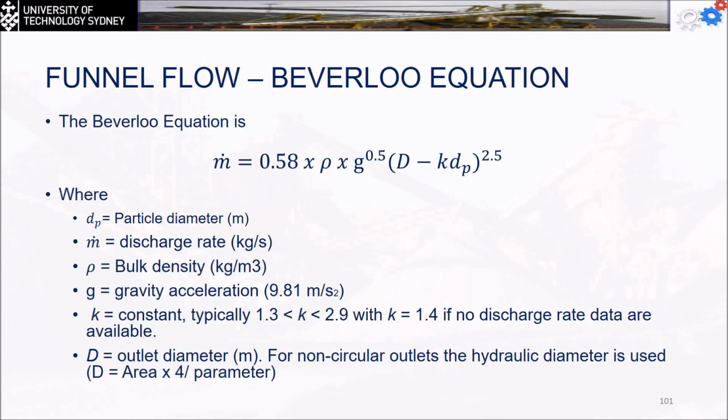Now D is the outlet diameter, and dp is the diameter of the particle, and that's something we can predict by the sieving process, as you remember. The rho is the bulk density, g is the gravity acceleration, k is a constant, and this is usually something more than 1.3, less than 2.9. Usually 1.4 is going to be used if no discharge rate data are available. For non-circular outlets, the hydraulic diameter is going to be used, which is going to be equal to the area multiplied by 4 divided by the perimeter in the case of a symmetrical shape.